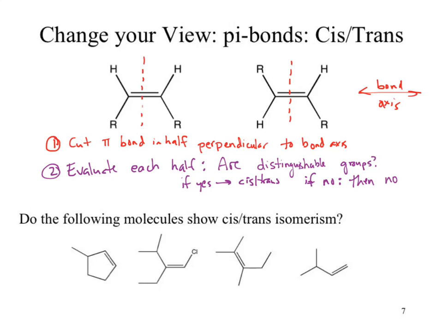So if we take a look at the structure on the left up top, if I look to the left side, I have H and I have R. Are those different or distinguishable? Is H different than the letter R? Yes. Yes, thank you. They are distinguishable. Okay? Look to the right half. I have H and I have R. Are those distinguishable? Yes. What does that mean? Cis-trans isomerism. Take a look at the bottom structures again.